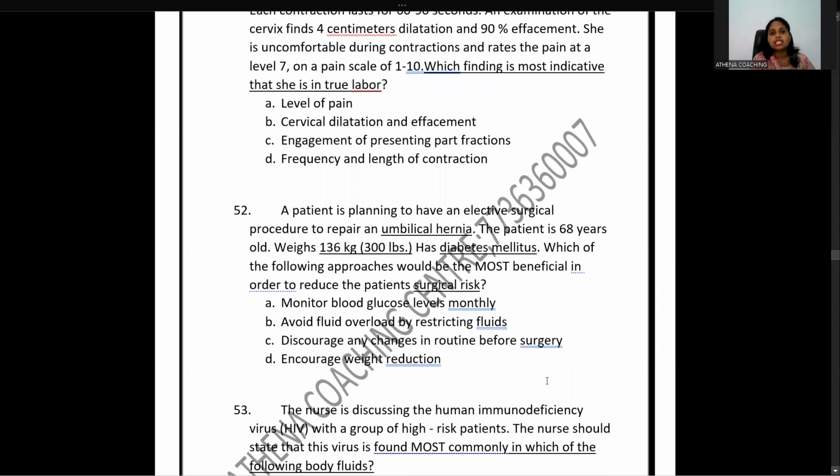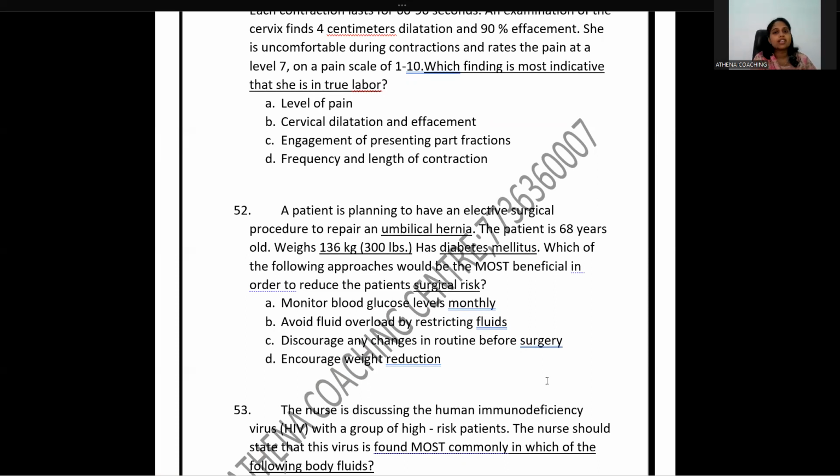Yes, here a patient is planning to have an elective surgical procedure to repair an umbilical hernia, and the patient is 68 years old and his weight is 136 kilograms. He has diabetes mellitus. Which of the following approaches would be the most beneficial in order to reduce the patient's surgical risk? So what is the question's meaning? The patient is planning to have an elective surgical procedure for umbilical hernia. So where would be the surgical incision? It will be on the tummy or the abdomen, where the surgery has not been done, it is going to be done.